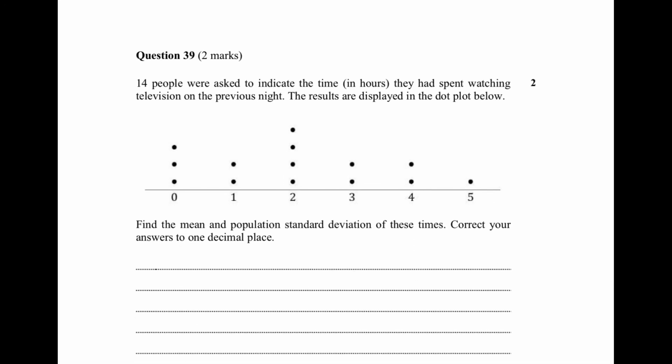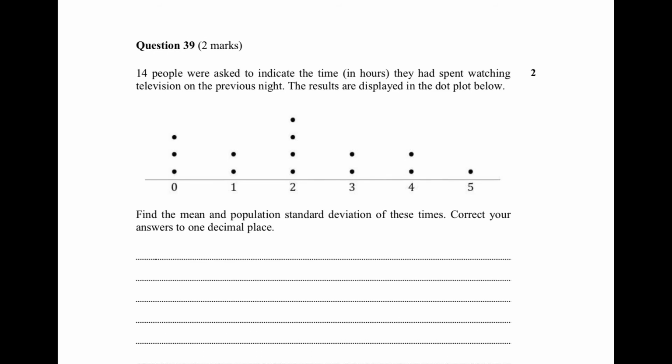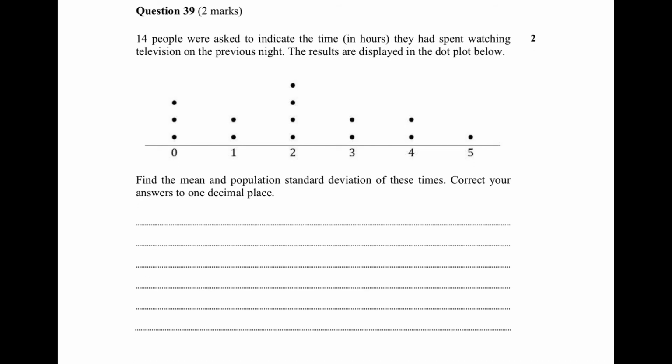Question 39, we're nearing the end now. 14 people were asked to indicate the time in hours they spent watching television on the previous night. The results are displayed in the dot plot below. Find the mean and population standard deviation of these times. Correct your answers to 1 decimal place.